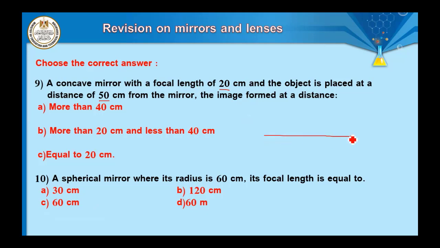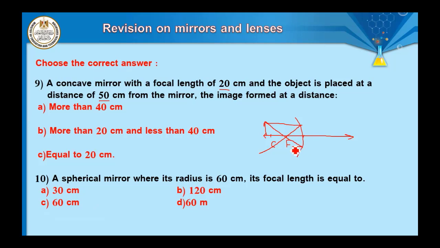To draw this case, first the principal axis, the concave mirror, focus, center. Where is the object? Greater than double the focal length. First, draw a straight line parallel to the principal axis. It will reflect passing through the focus. Draw a straight line passing through the focus.